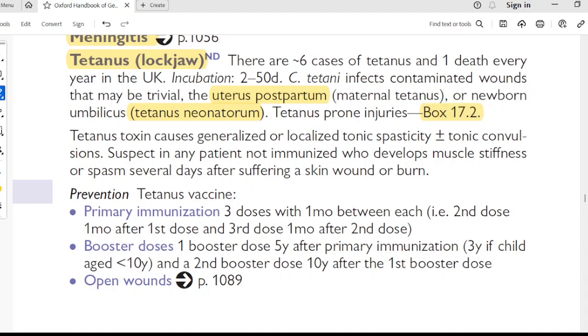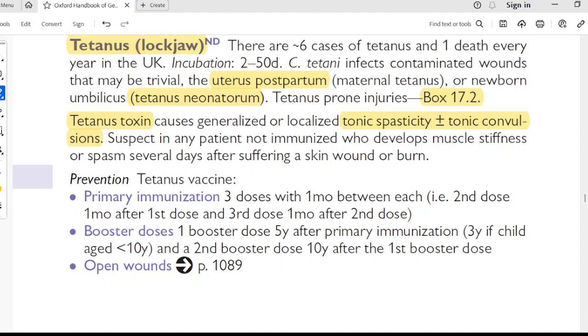Tetanus toxin causes generalized or localized tonic spasticity plus tonic convulsions. So all T's: tetanus toxin, TT, tonic spasticity and tonic convulsions. Suspect tetanus in any patient not immunized who develops muscle stiffness or spasm several days after suffering a skin wound or burn.